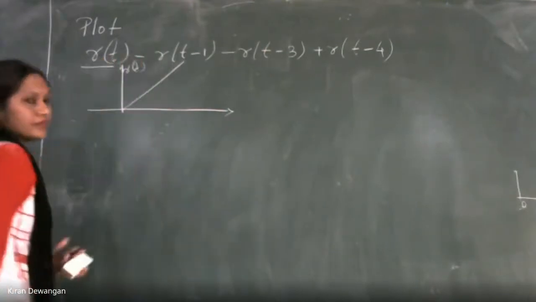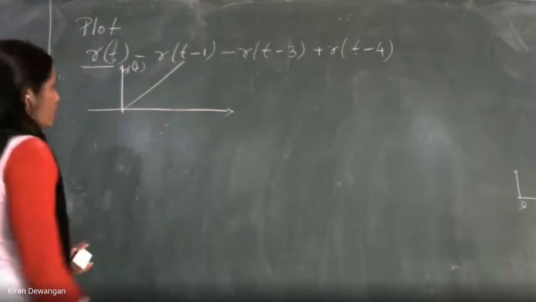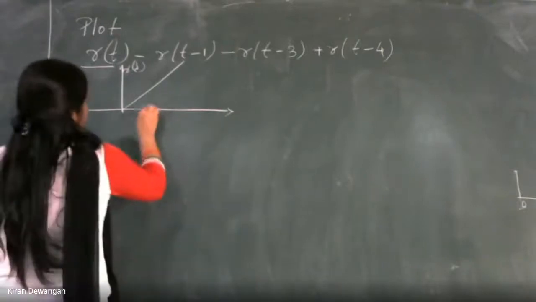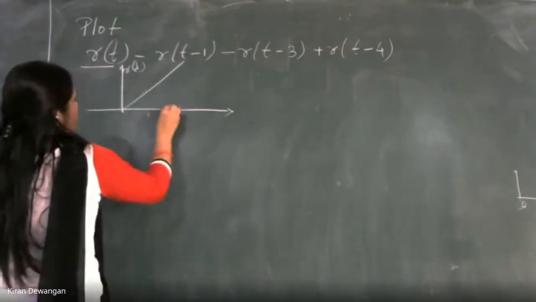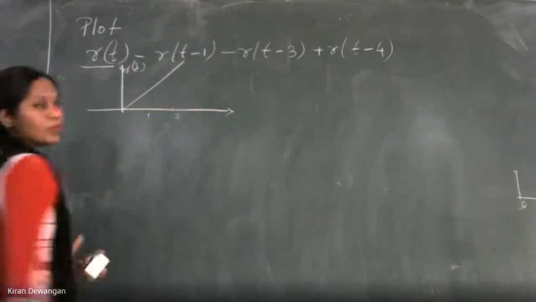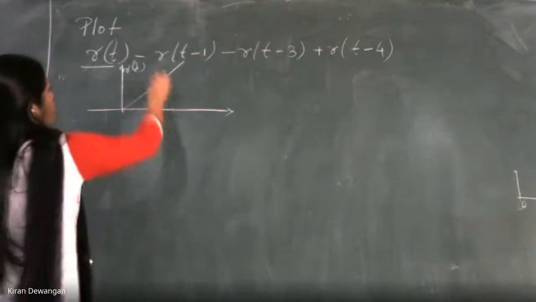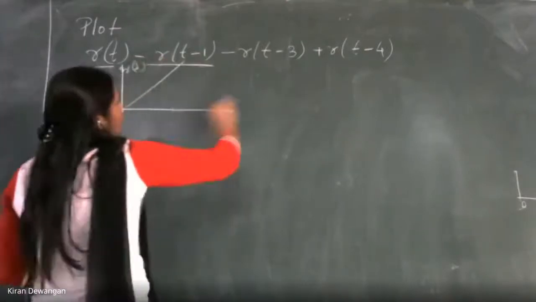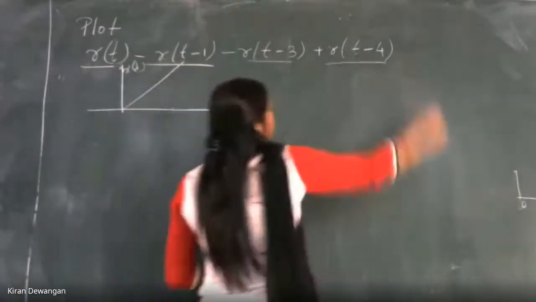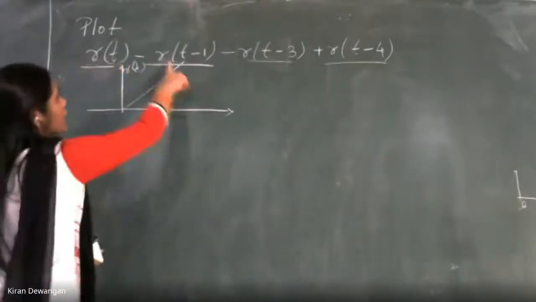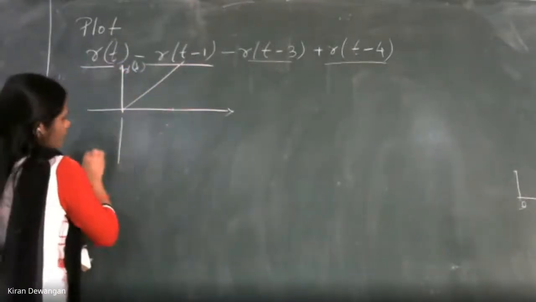ये प्लॉट है. Clear? That is how we plot our RT. 1 पे the value will be 1, 2 पे the value will be 2, and it will go on. ठीक है? Now we have to plot RT minus 1, RT minus 3 and RT minus 4. RT minus 1 कहाँ से start होगा?